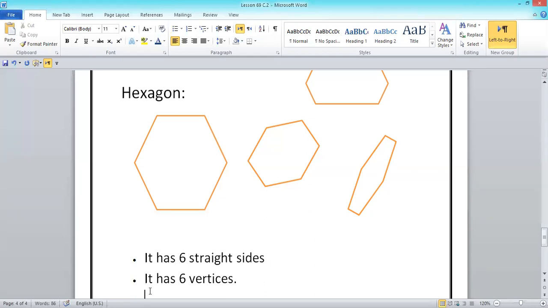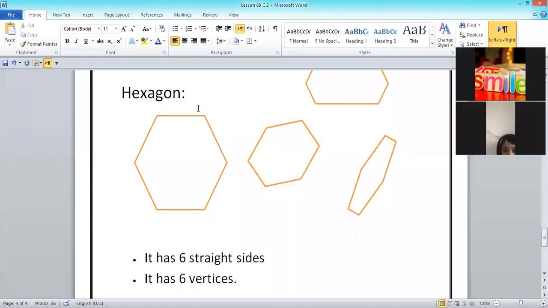I show you how, guys. Look there. This is the first corner. Second corner, corner mean vertex, okay? 1, 2, 3, 4, 5, and 6. Six vertices. If you look at the sides of this hexagon, 1, 2, 3, 4, 5, and 6. There are six sides in this hexagon.